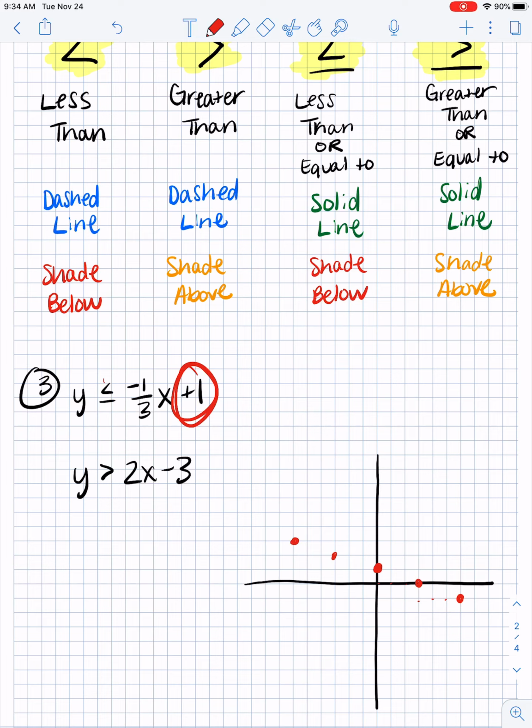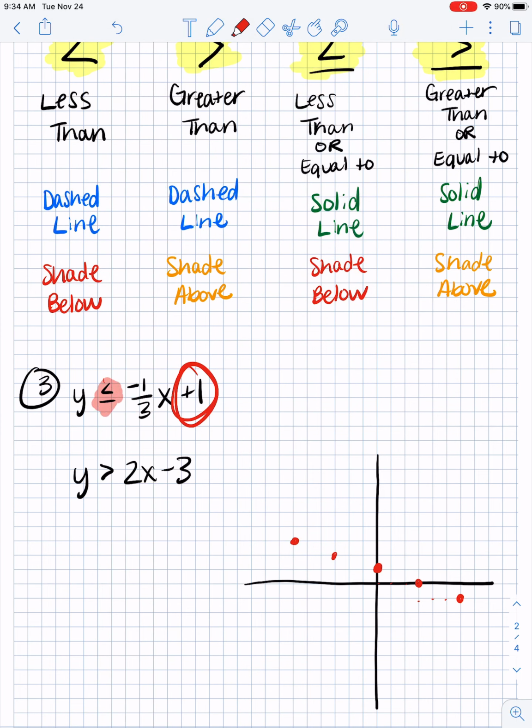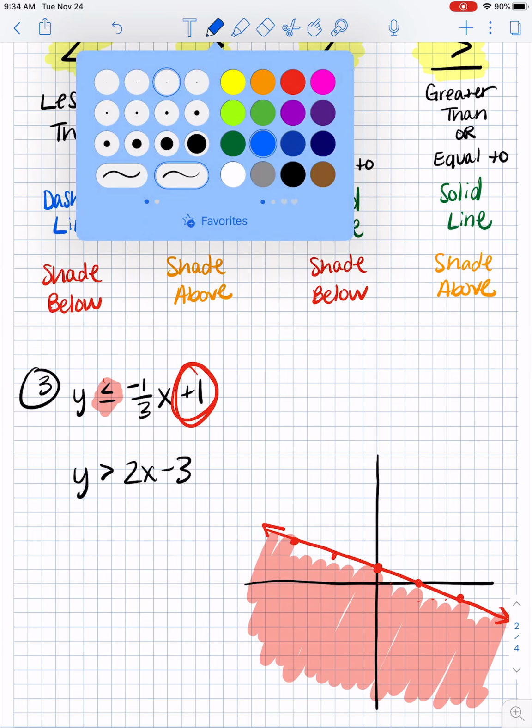And then again, I'm going to look at the sign. This sign right here is less than or equal to, that means I have a solid line going through all of those points. So it's a solid line. And then it's less than or equal to, which means I'm going to shade everything below this line. So in terms of that inequality, anything on the line is a solution, or anything below the line is also a solution. Okay, let's do the next one.